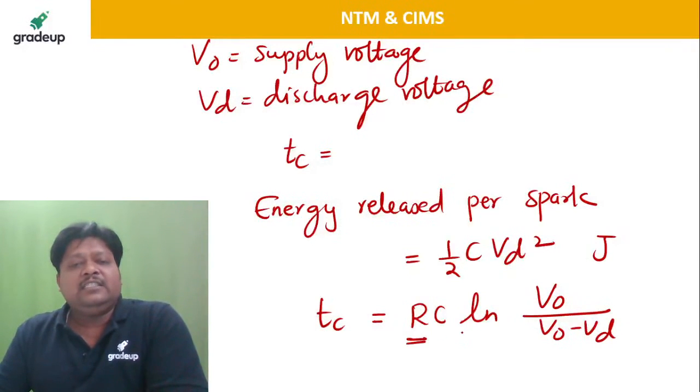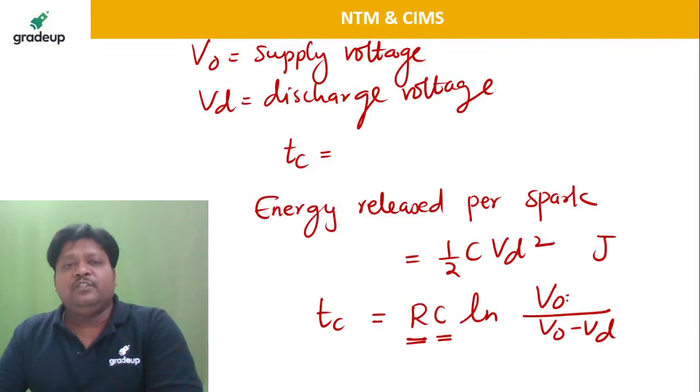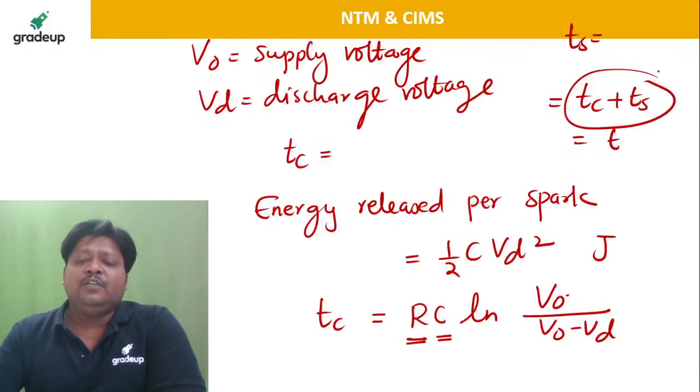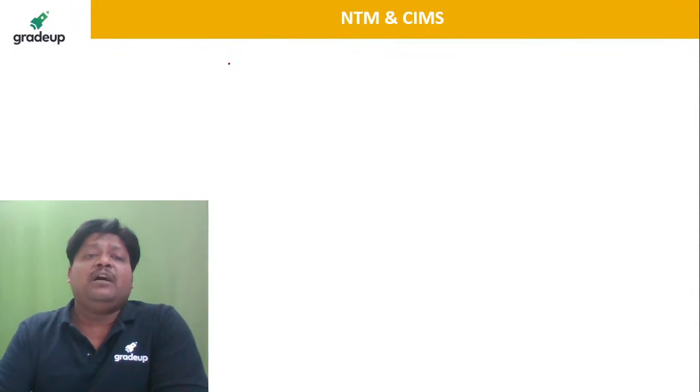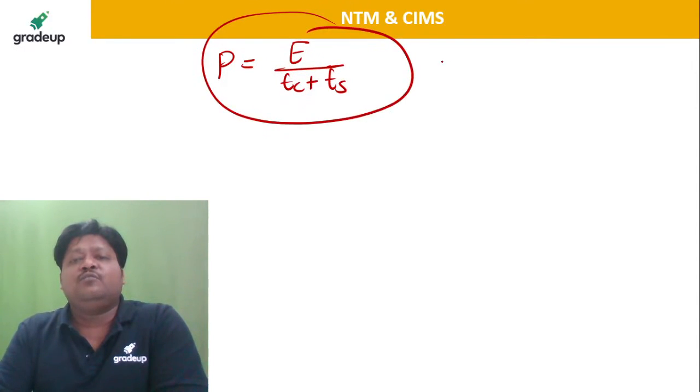Where R is the resistance, C is the capacitance, because we are using the RC, resistance-capacitance, relaxation circuit, right? Ln of supply voltage VO divided by VO minus VD. So this is TC, the cycle time for charging. If they have given the TS, the sparking time also, then you can add the cycle time for charging plus the cycle time for sparking, and you get the total time. To calculate the power, that is nothing but energy divided by the cycle time for charging plus the cycle time for sparking. You can get this power in watt, or generally in kilowatt, right?